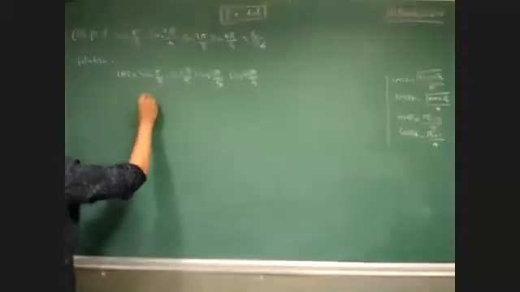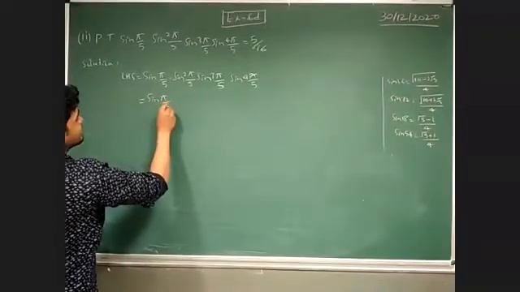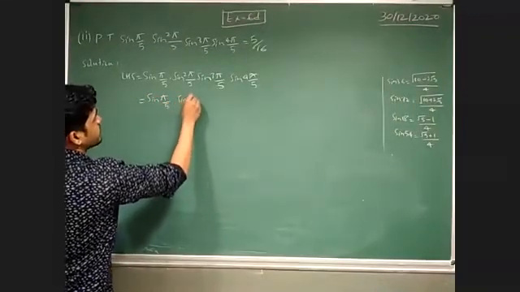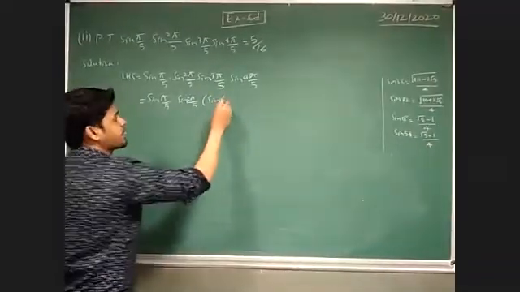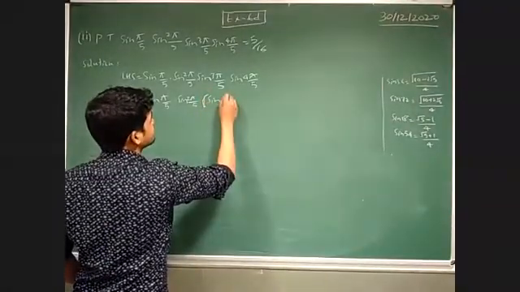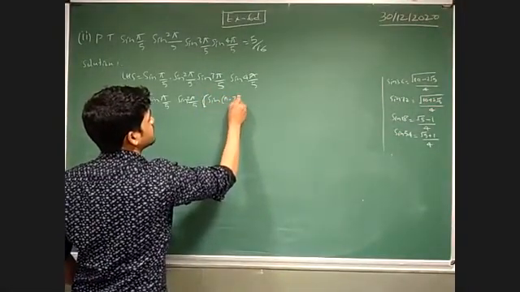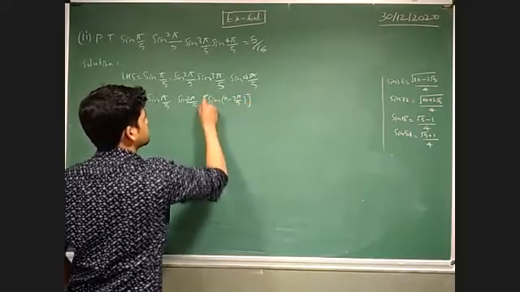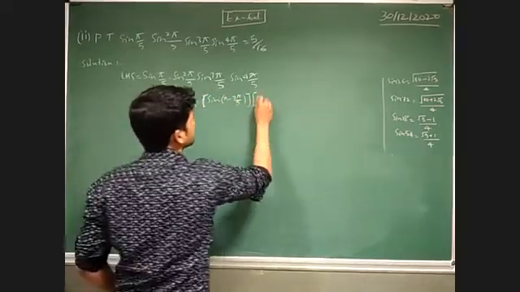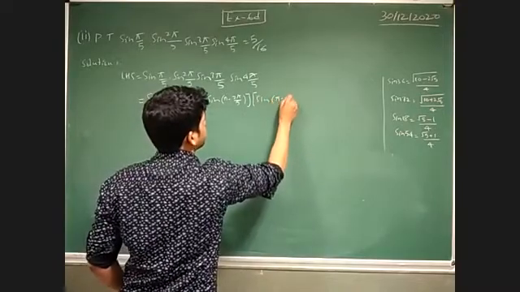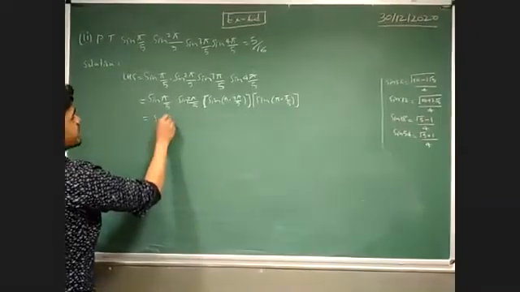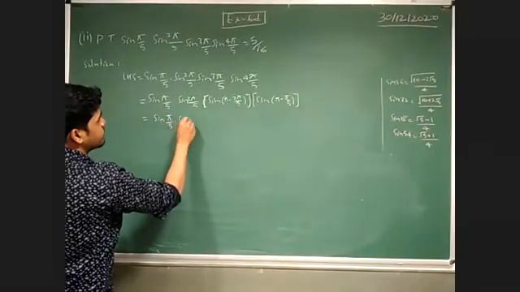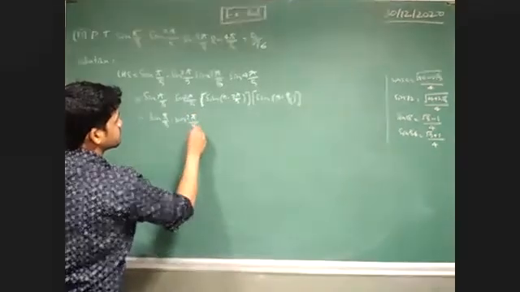Okay, now just see here. Sine 3pi/5 I can write as sine (pi minus 2pi/5), and sine 4pi/5 I can write as sine (pi minus pi/5). Okay, now sine pi/5 as it is, sine 2pi/5 as it is.